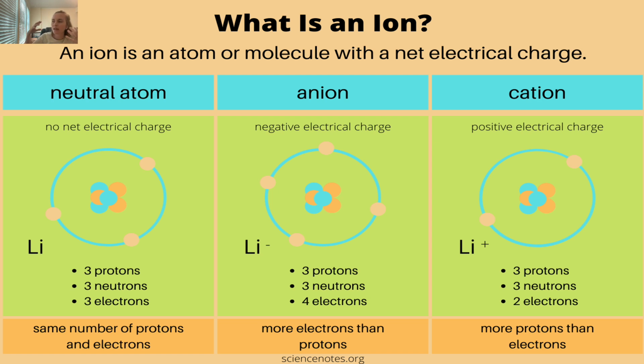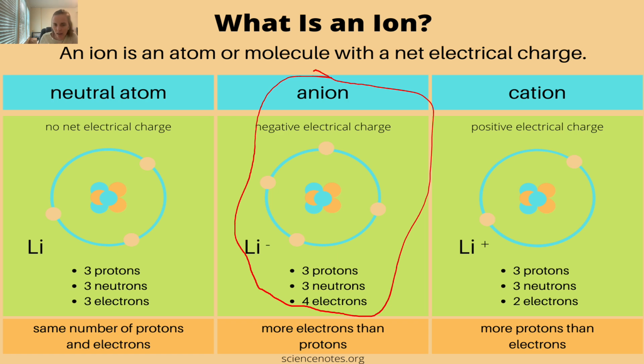Now, when the atom gains an electron, it's called an anion. That's because it becomes more negative, because electrons are negative. So now there is more negative charge than there is positive charge from the nucleus. So now you have this negatively charged lithium ion.